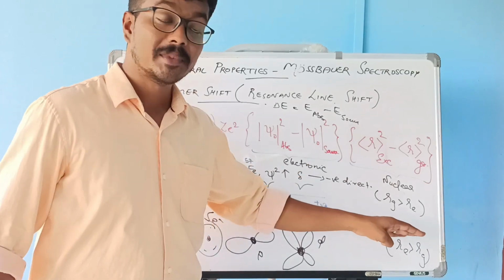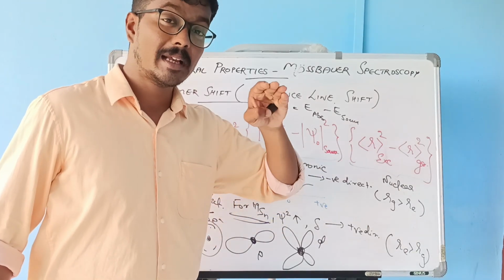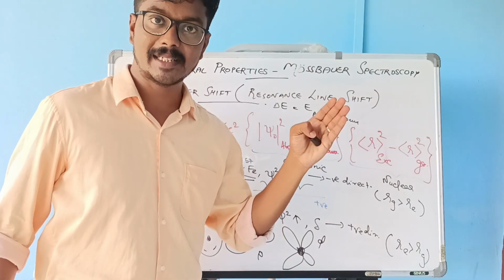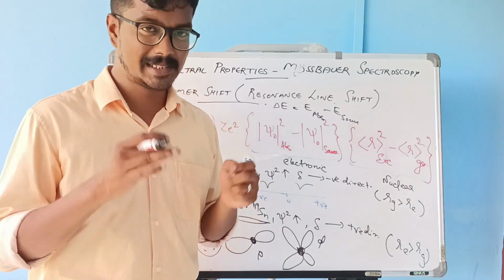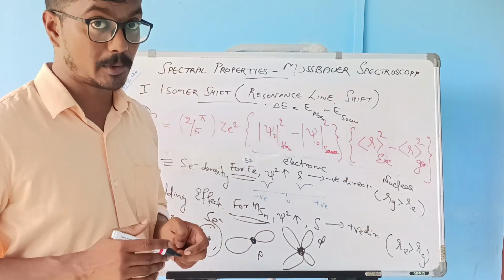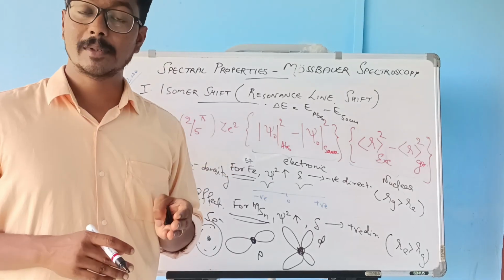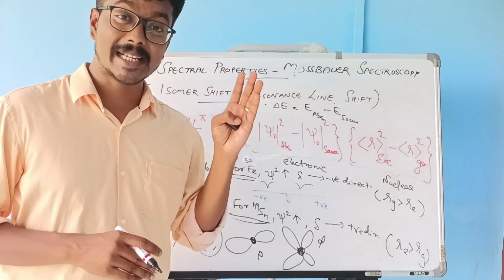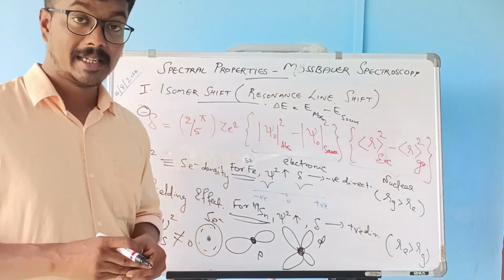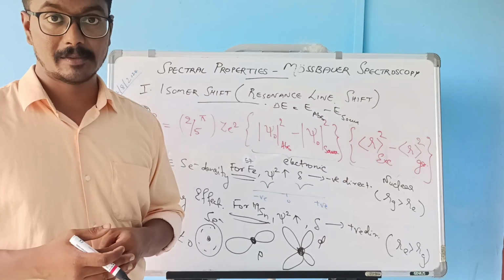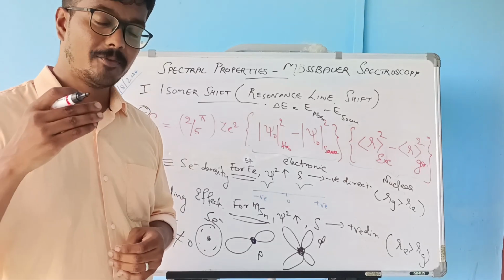This is because the radius of the excited nucleus at the excited level is greater than at the ground level. This is for your information. This is an important part. So isomer shift gives details on the s electron density around the nucleus. If s electron density is less, what kind of information?